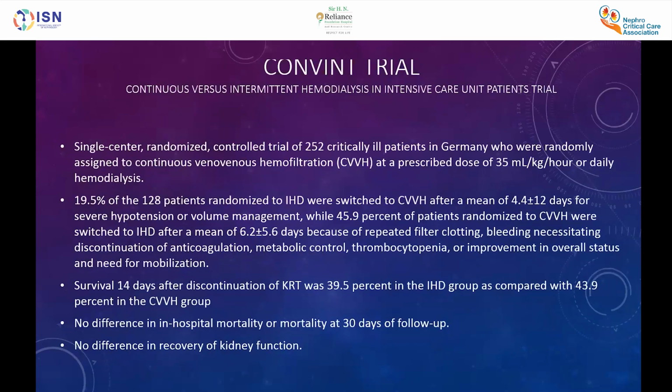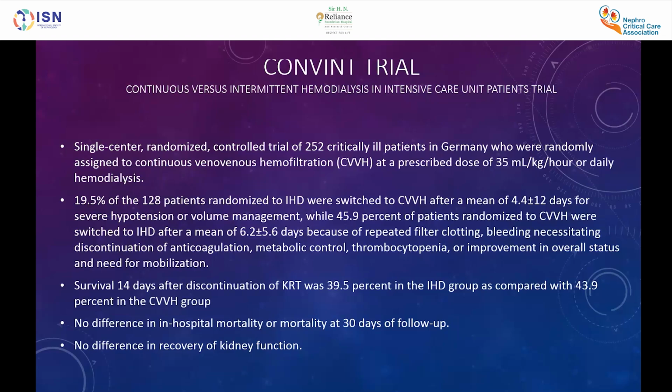There was another trial, the CONVINT trial, that's continuous versus intermittent hemodialysis in ICU patients. This was a single center randomized controlled trial of 252 critically ill patients. This was conducted in Germany, where these patients were randomly assigned to CVVH, that's the hemofiltration, at a prescribed dose of 35 ml per kg per hour, or daily hemodialysis.